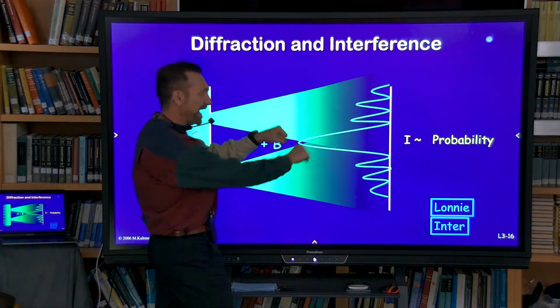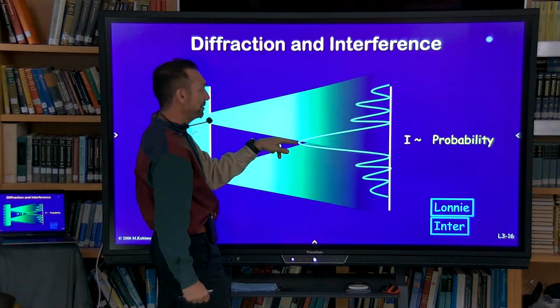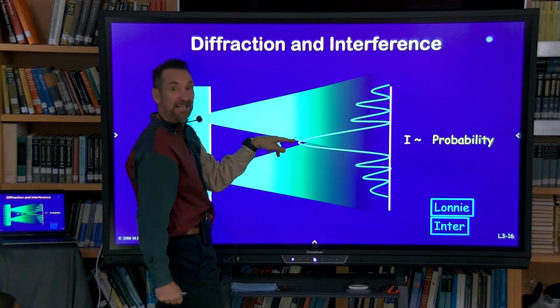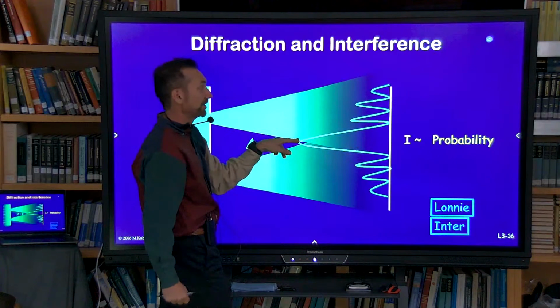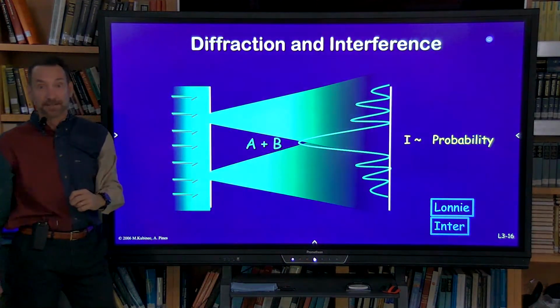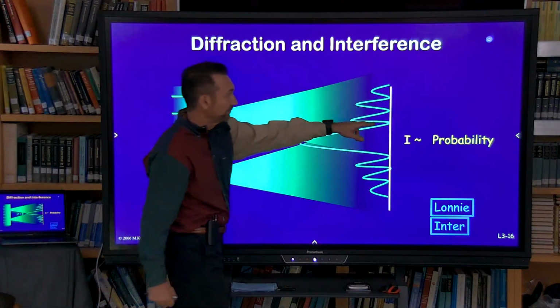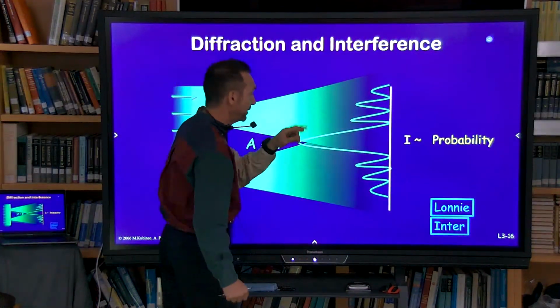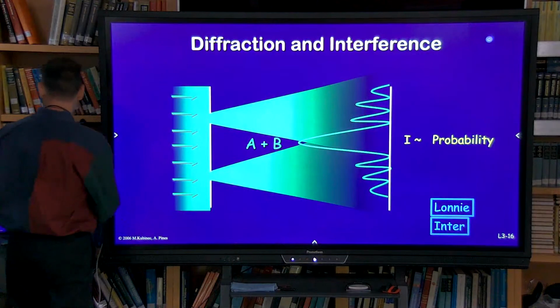Well, if it's coming in packages, this is the probability that those packets, those pellets, those particles are hitting right in the center. High probability, high intensity. Low probability, low intensity. So low probability of photons striking there, high probability of them striking here.